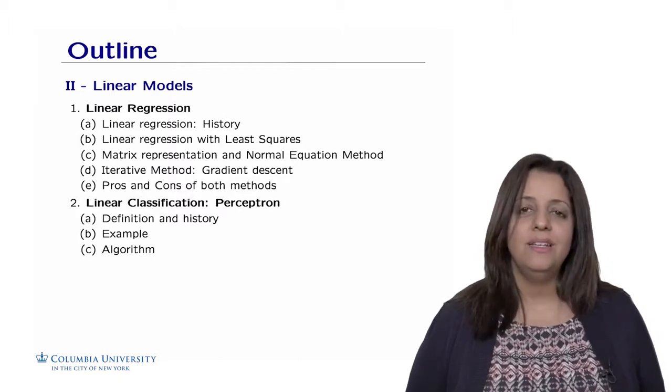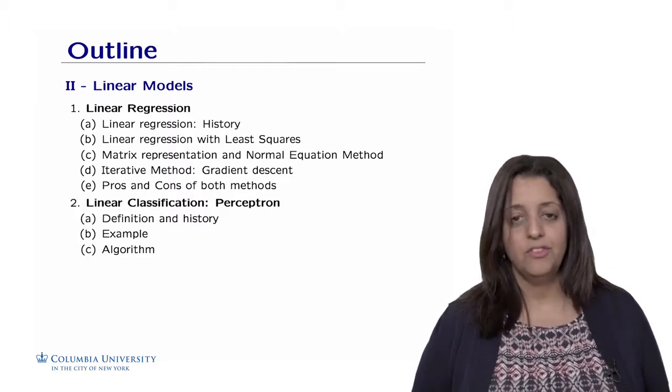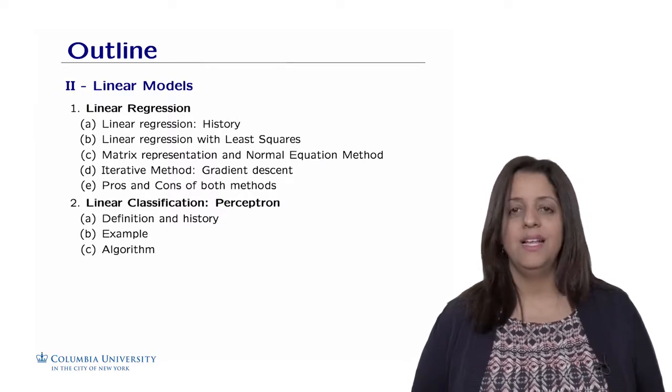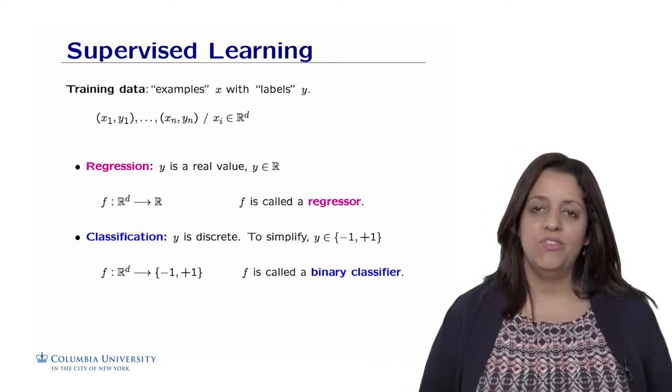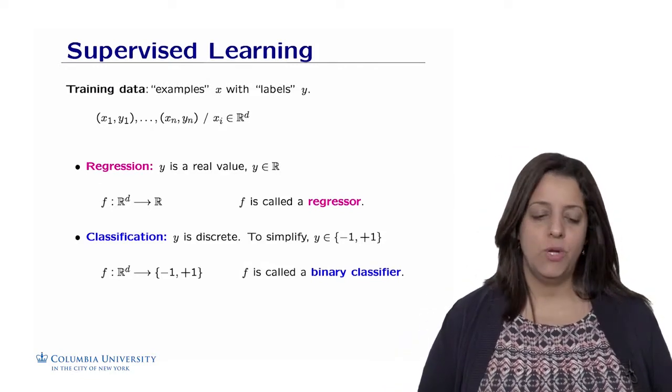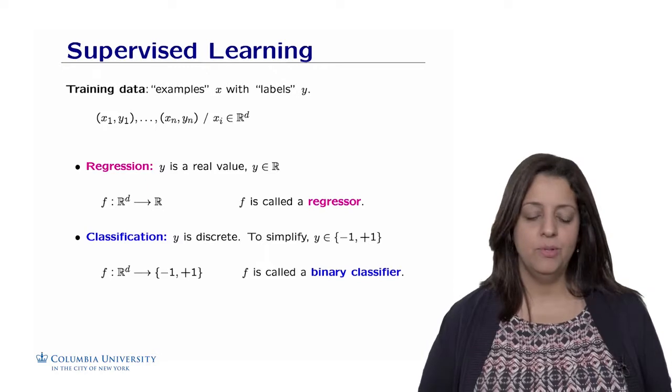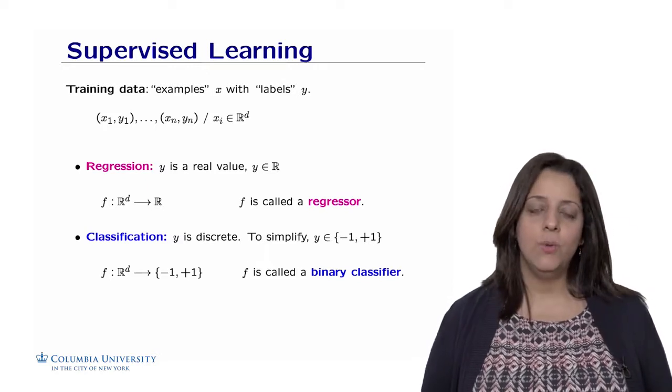Second, we're going to talk about linear classification and present the method of the perceptron, its history, examples, and finally the algorithm. Let us first recall what is supervised learning. So suppose we dispose of training data. Training data is a set of examples that are feature values along with their labels.